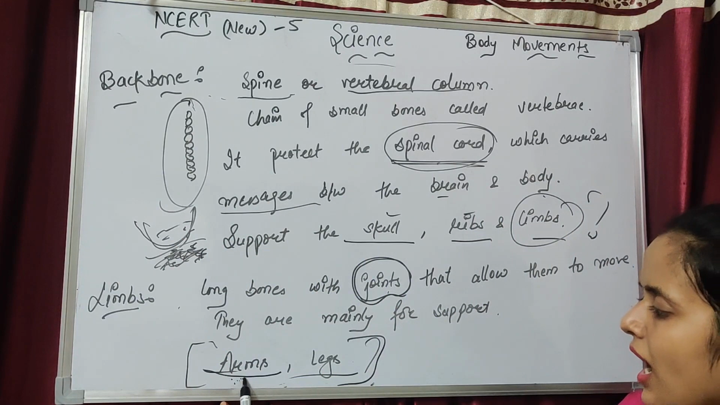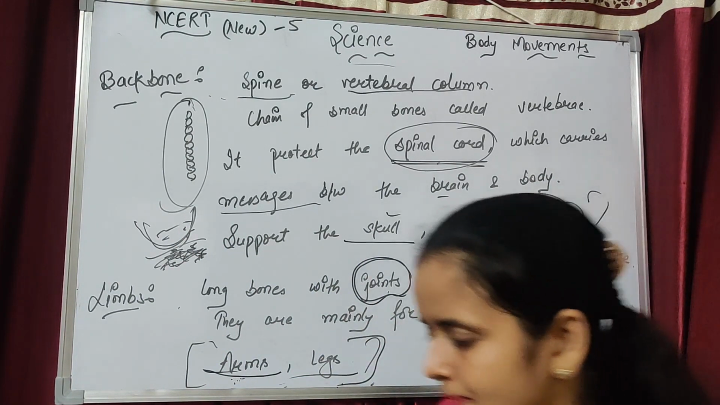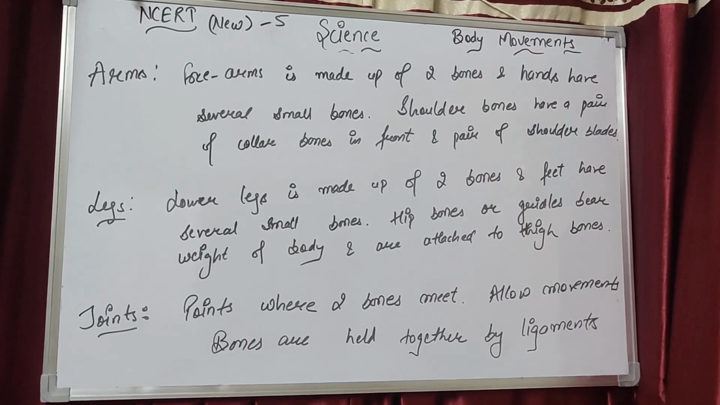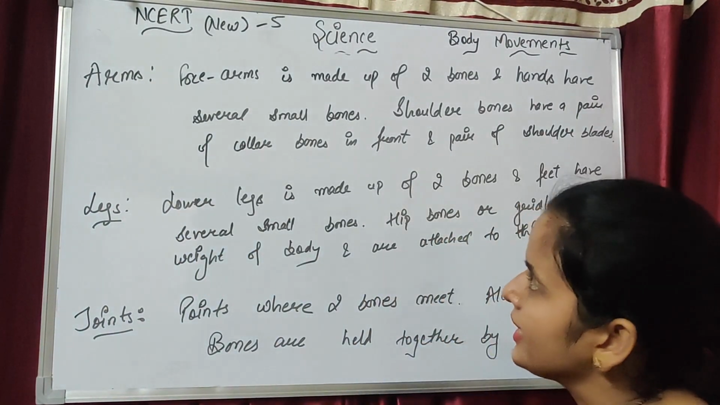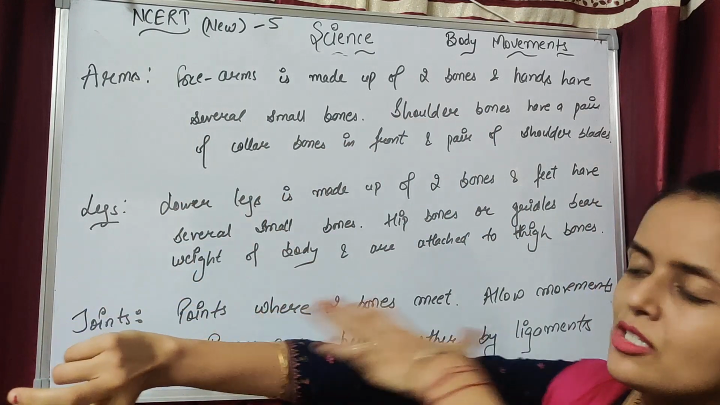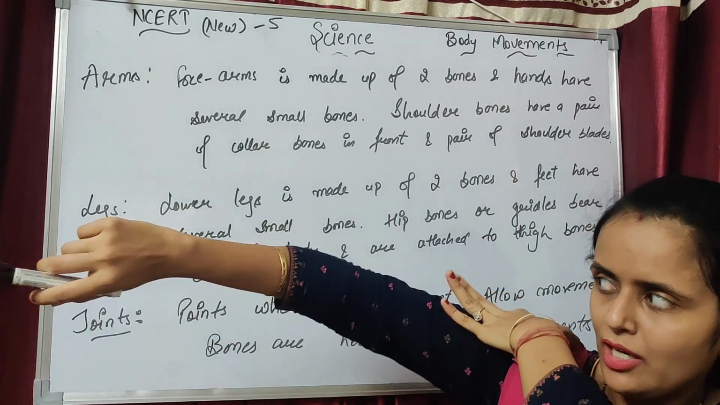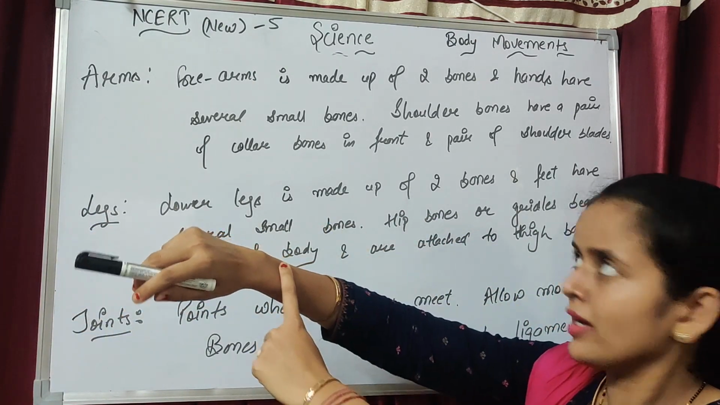Now I am explaining arms and legs. So come to the arms and legs. Look up to here. Yes, so now arms and legs. Sorry, limbs, arms and legs. Arms: the forearm is made up of two bones. Yes, this is the forearm. One bone from here to here, and the second bone is from here to here.